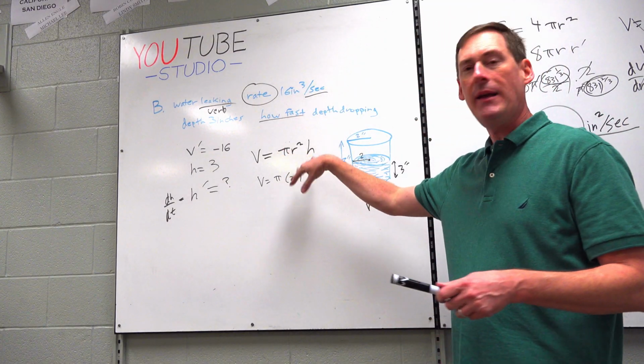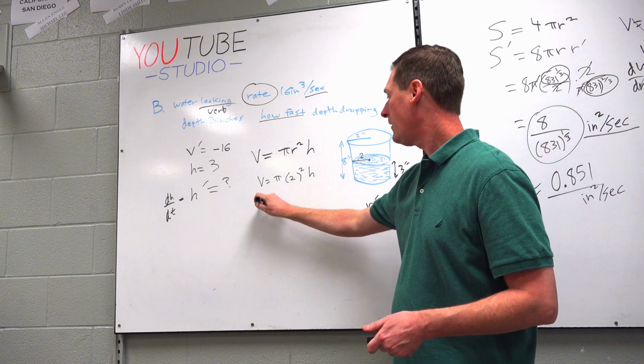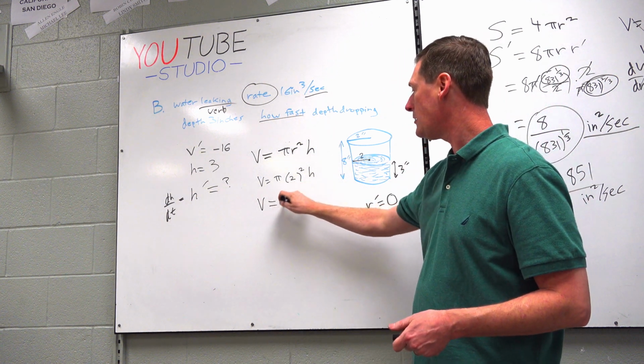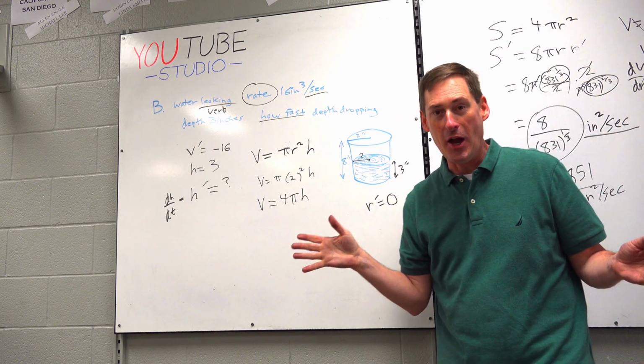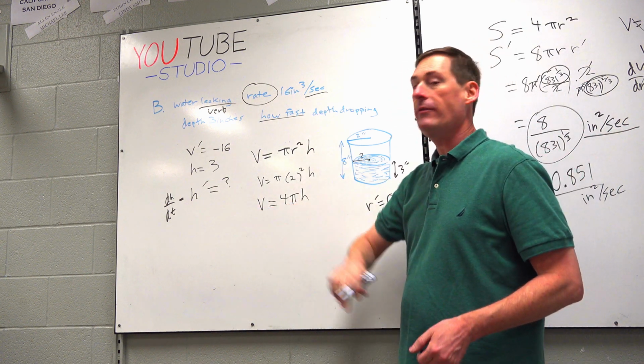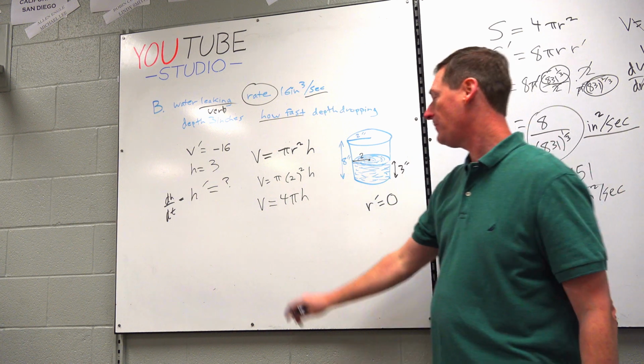We just go up here, maybe clean it up a little before you take a derivative. So 2 squared is 4. Let's put that in front of the pi as a coefficient. And you're ready to go. All right. Derivative of V is implicit. It's V prime.